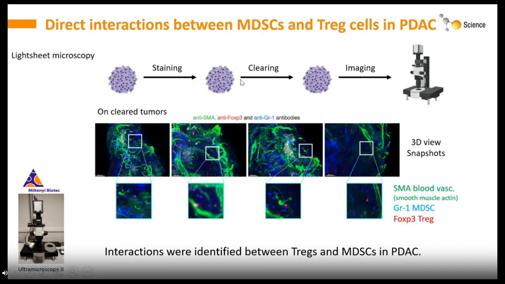The tumors were cleared, and after that imaged on a light-sheet microscope, the UltraMicroscope II from Miltenyi Biotec. The purpose of this experiment was to have an idea of the cell repartition of MDSC and Tregs in the tumor, and see if we can also identify interaction between these cells. So we can observe here on this snapshot done with Imaris that MDSC in blue and Tregs in red were observed in close contact, as in confocal microscopy.